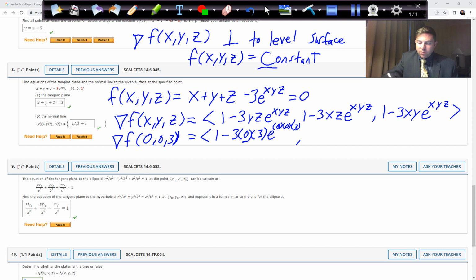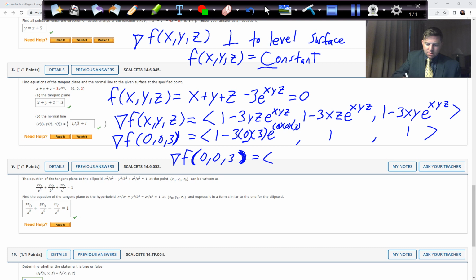And by that same argument, everything's going to get killed off in this gradient except for the 1s. So we get a very simple and nice gradient vector. It should just be 1, 1, 1. So our gradient vector at the point 0, 0, 3 is 1, 1, 1. And we're going to call that A, B, and C.